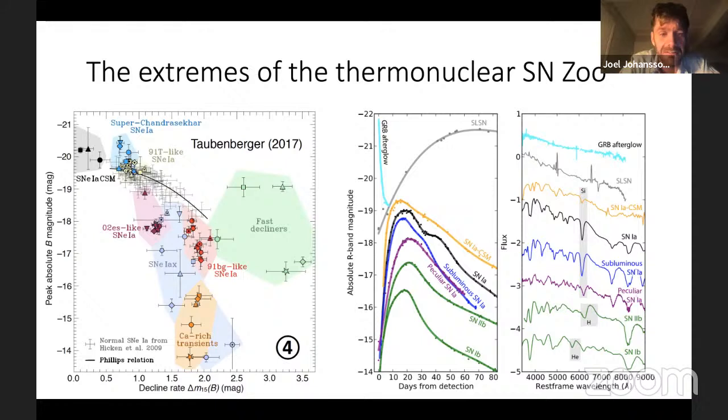So we can talk about these thermonuclear supernovae, and usually we're focused on the middle part of the left figure. It shows you the peak magnitude on the y-axis, and then on the x-axis you have something called the decline parameter, which tells you how fast the supernova declines from its peak brightness. So at the lower decline rate, the slower-evolving supernovae are more luminous.